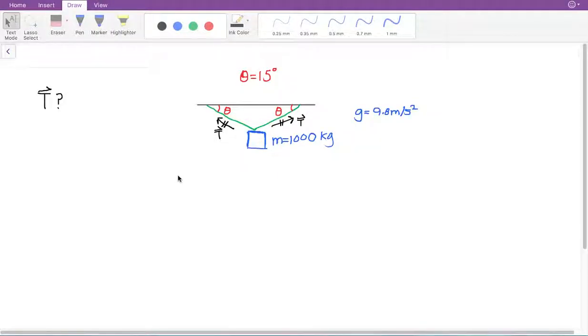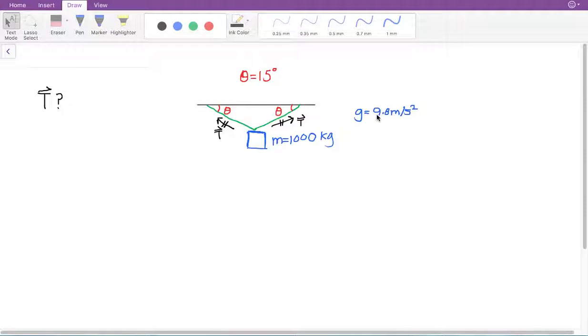Hi everyone, in this video I'll be going over another application problem, going over some of the concepts that we've done so far in the series. In this particular problem, we're asked to find the tension vector in the two wires that suspend a 1,000 kilogram box. Now we know that the angle between the two wires is 15 degrees and that the wires are identical and of equal length, so we also know that the tension vector is going to be identical.